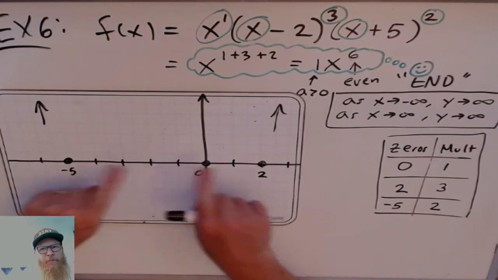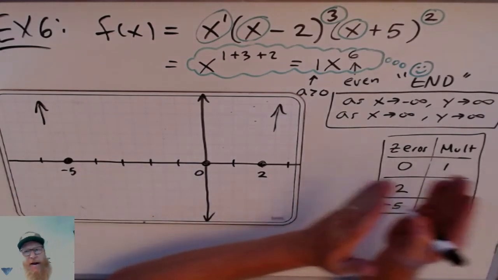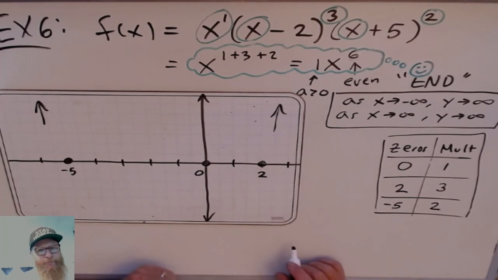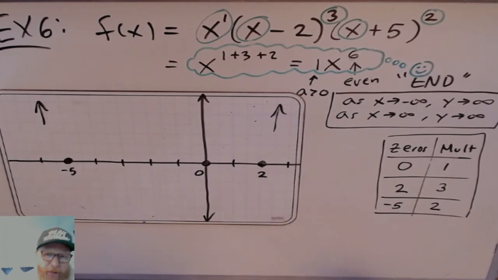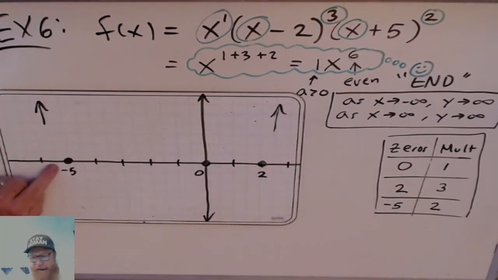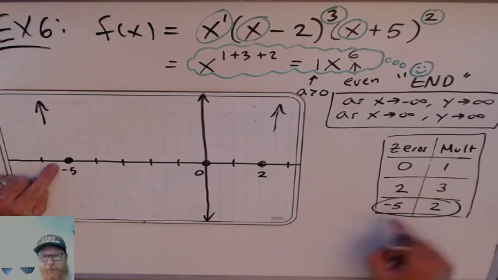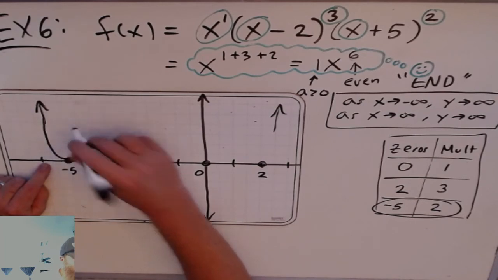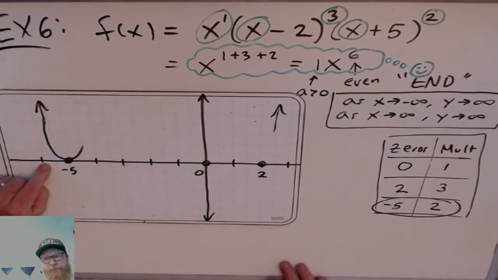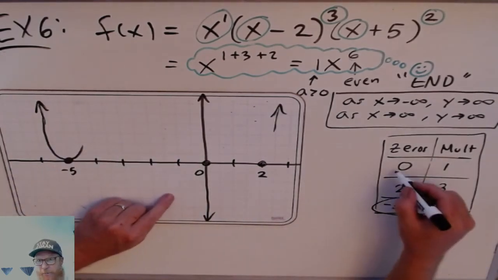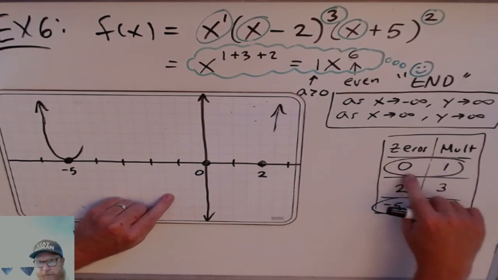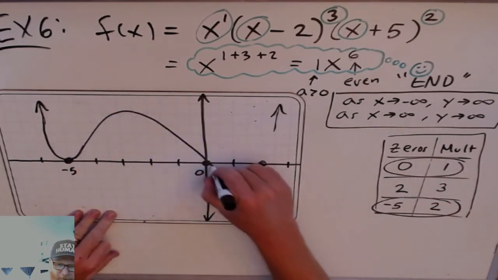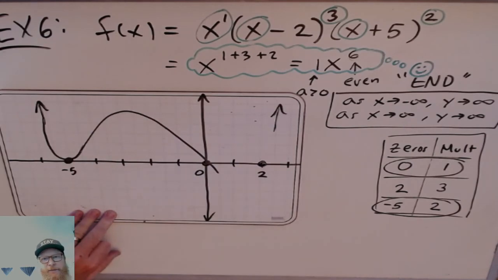Now, don't work from the middle out. Either go from the right over to the left or go from the left to the right. I do it the same way I read a book, left to right. So negative 5. What's the multiplicity at negative 5? It's 2. So that's going to look like a parabola. All right, now go to the next one. 0. What's the multiplicity at 0? It's 1. So it's going to look like a straight line.